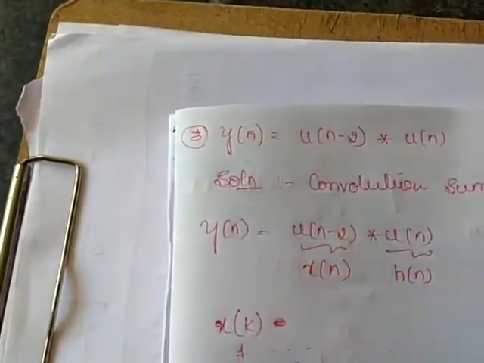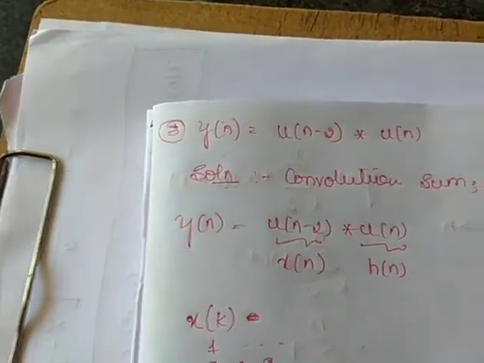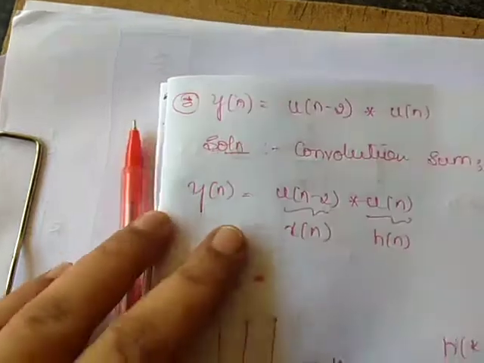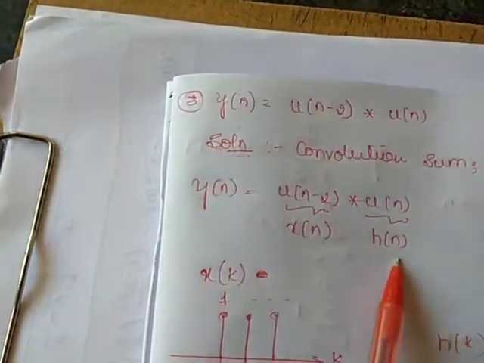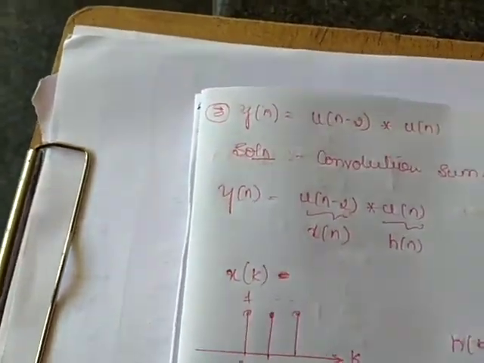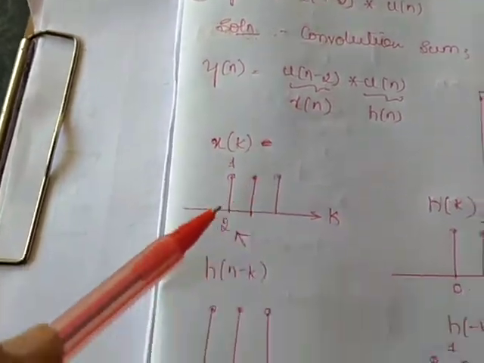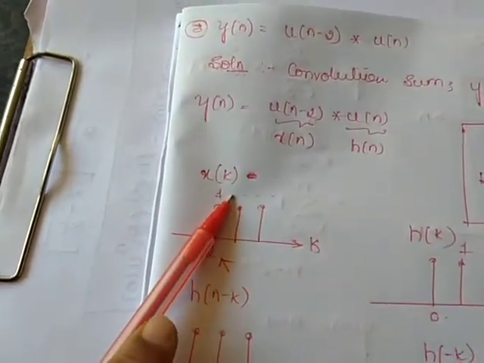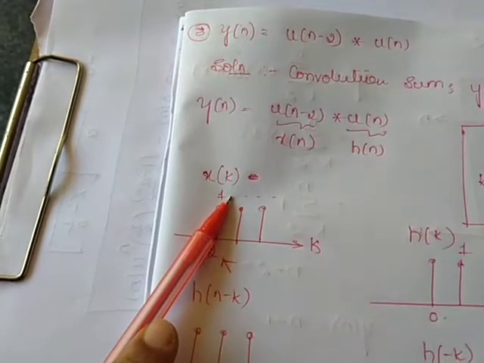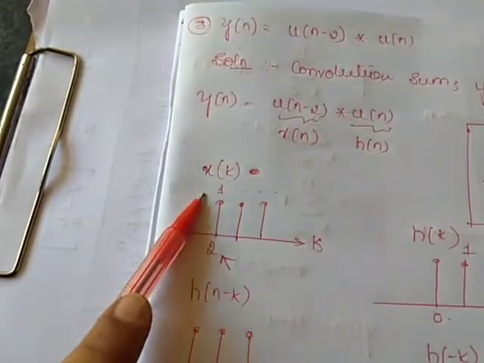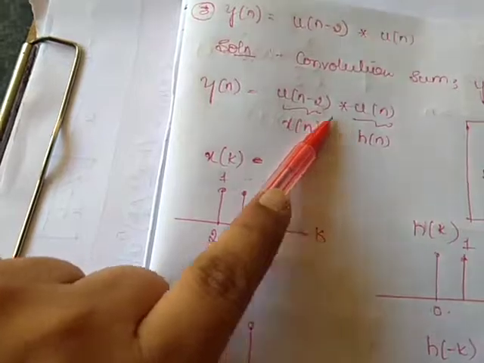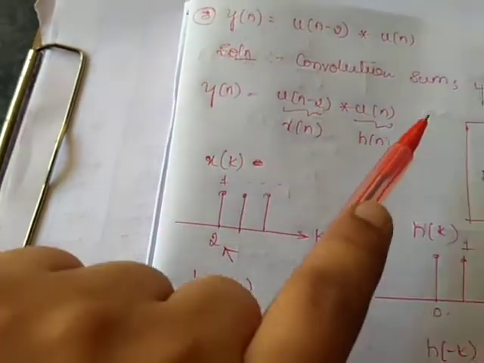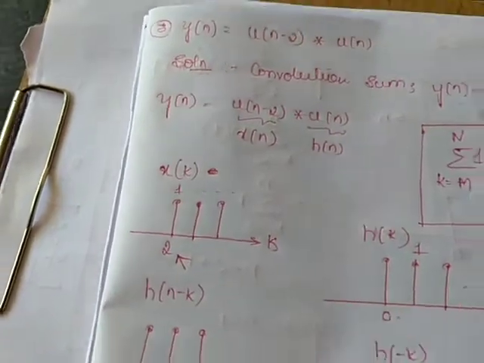y of n is u of n minus 2 convolution u of n. Consider one of the signals as x of n and another signal as h of n. So the procedure is exactly the same. First we need to sketch x of n. Here instead of n we write x of k, just as there instead of t we wrote tau. u of n minus 2 means the signal gets shifted by 2. So sketch x of k. Next sketch h of k, where h of k is u of k.